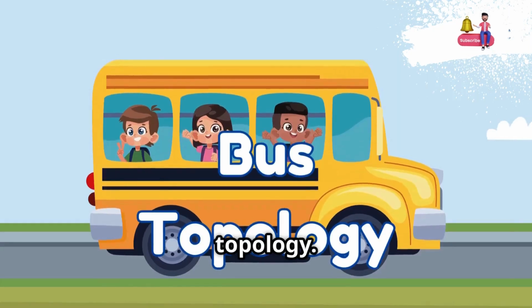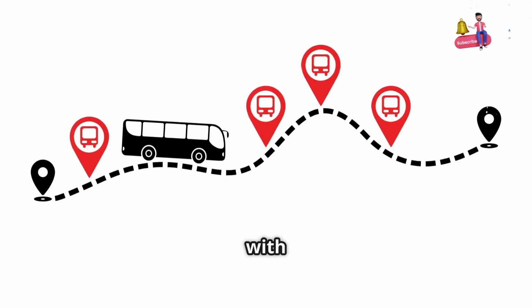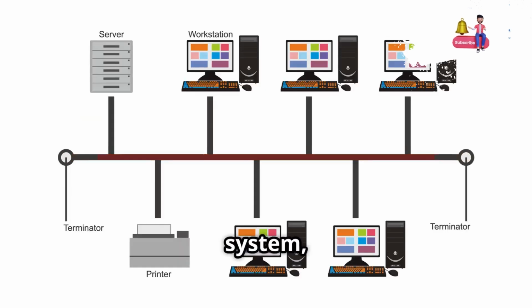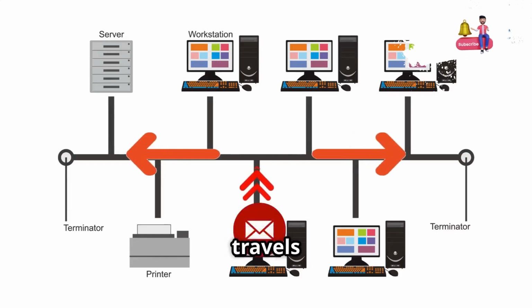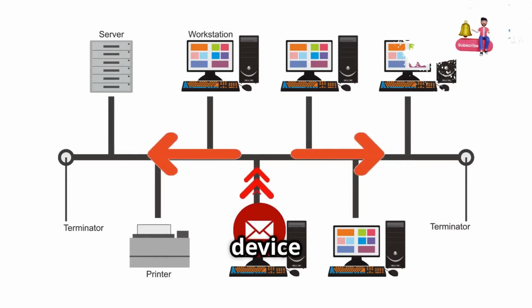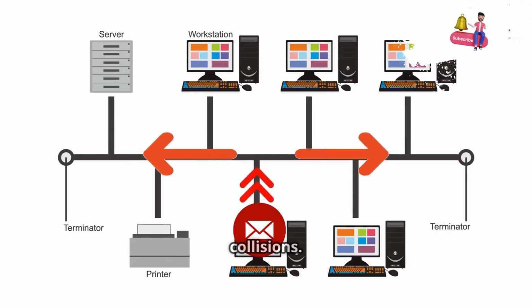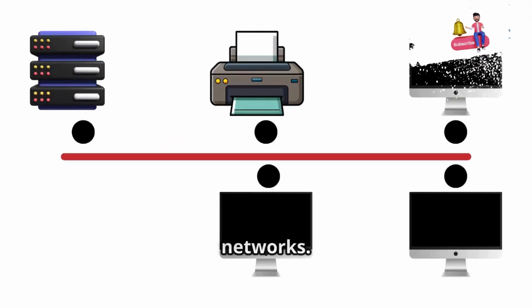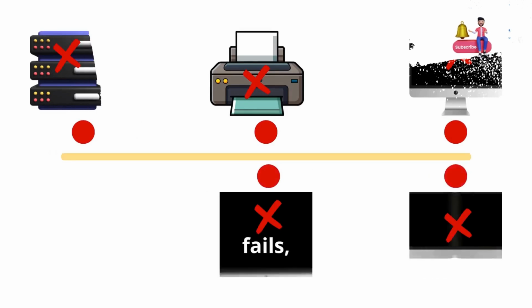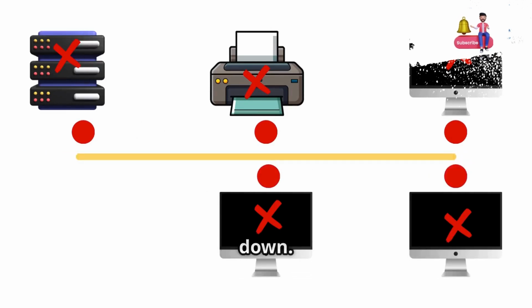Now, onto the bus topology. Picture a single bus route with stops along the way. In this system, all devices share a single communication line or cable. Data travels in both directions, but only one device can send data at a time to avoid collisions. The simplicity and cost-effectiveness of bus are great for small networks. However, if the main cable fails, the entire network can go down.